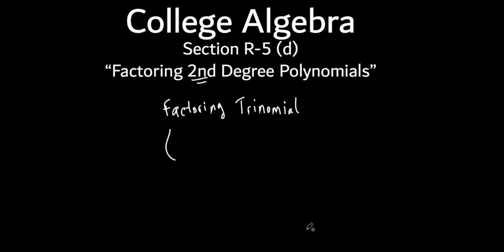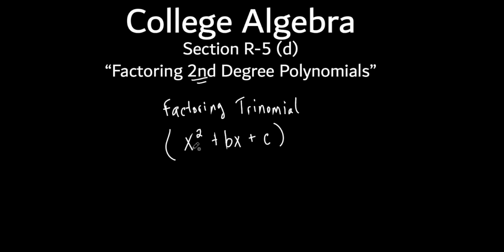So this is basically what our trinomials are going to look like. You're going to have an x squared, then a plus something times x, and then a plus just another number. So the c just represents a number. The b represents a number that is being multiplied by an x, and you're going to have an x squared.